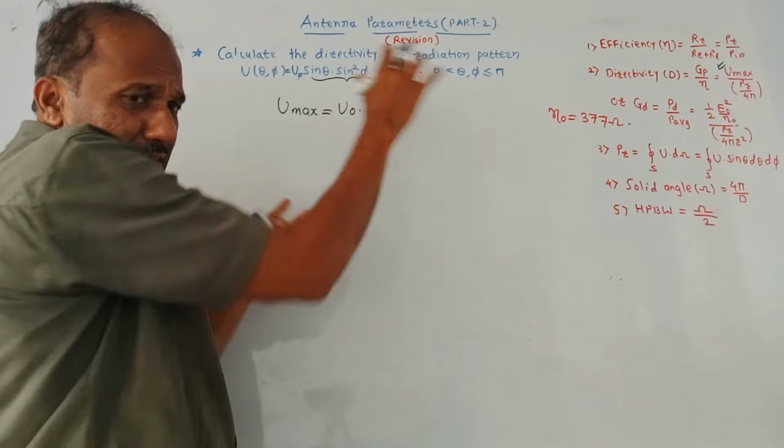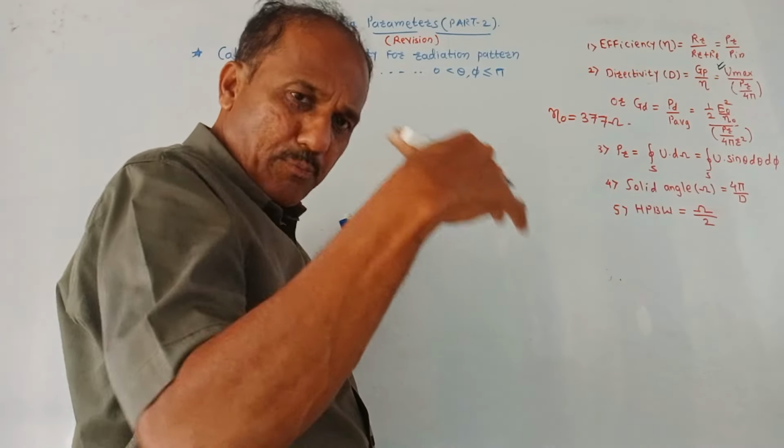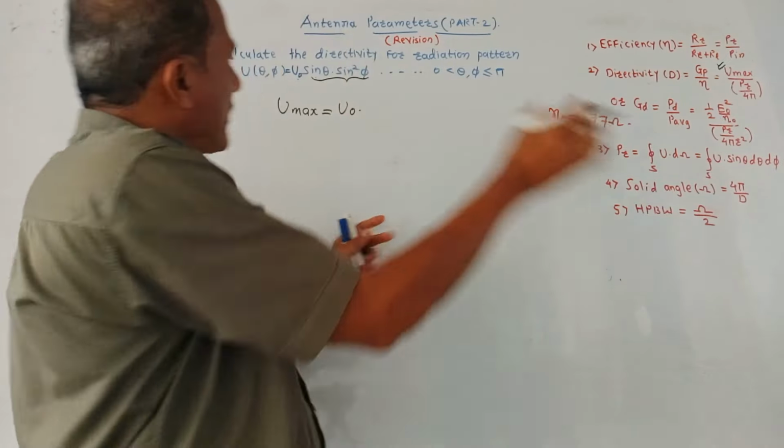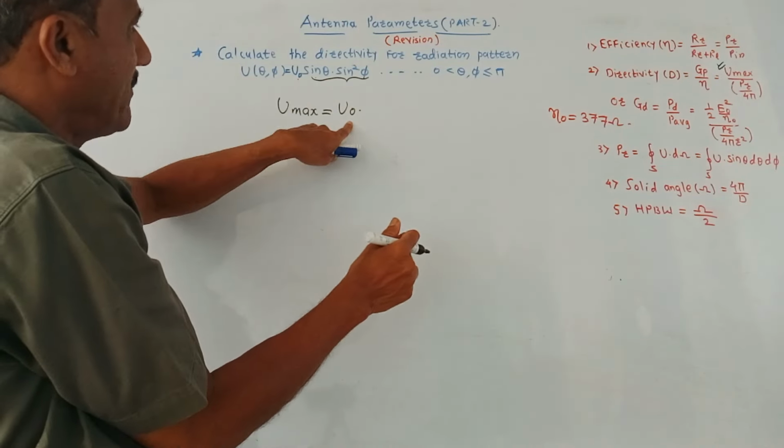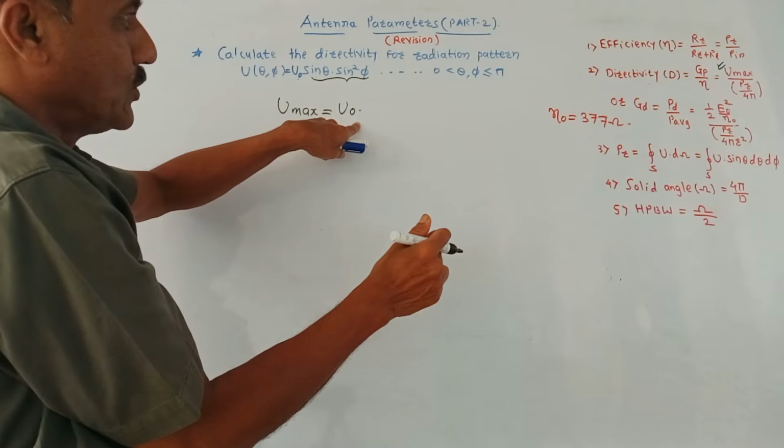Whatever term gets multiplied with U0, suppose it is a cos term, you have to take its maximum value as 1. Remember this simple trick, and the remaining term is U0. So I am writing U max is equal to U0.